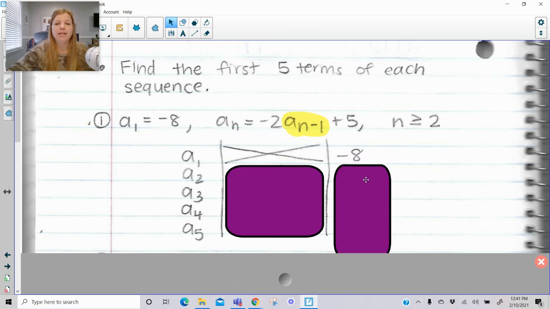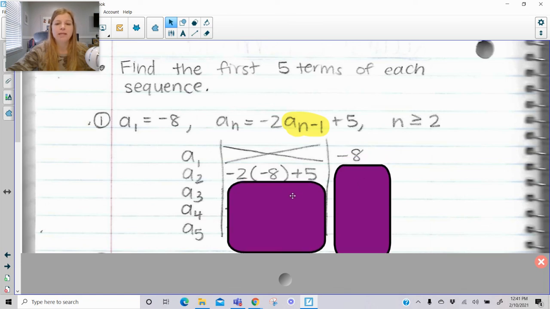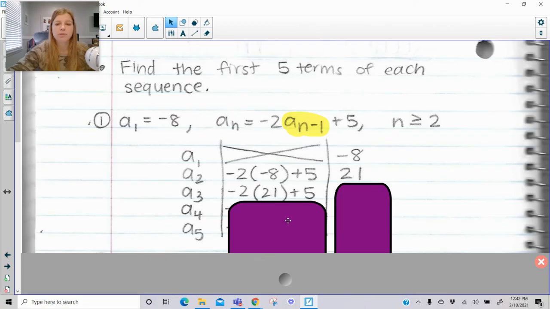But a sub 1 is -8. And then to find the next term in the sequence, you would do -2 times -8 and then add 5. Don't forget about the little plus 5 at the end. That's a common mistake. Students will forget to look to see if there's a number at the end. That gives me 21.